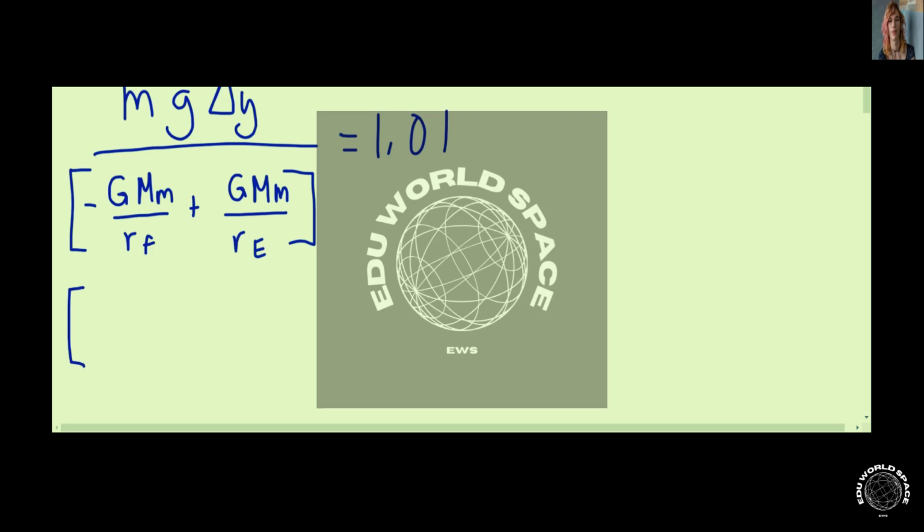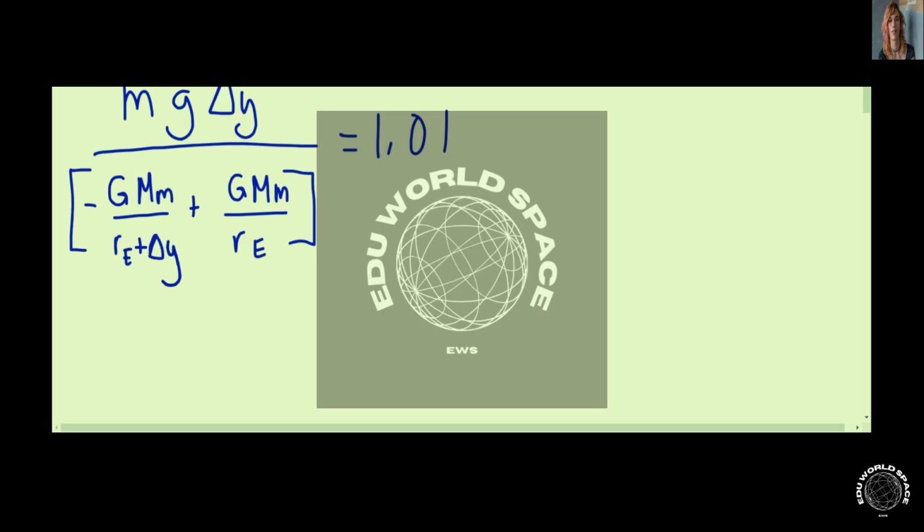And just to make this a little bit easier, I'm going to rewrite rf in terms of the radius of the Earth and delta y. So we know that the final radius is going to be the original radius, which was the radius of the Earth, plus delta y, whatever distance we went up in height.